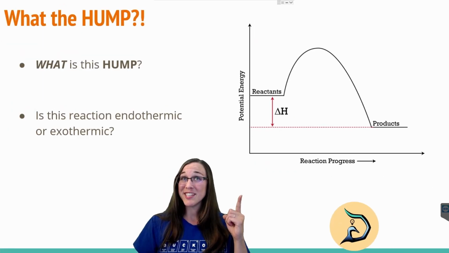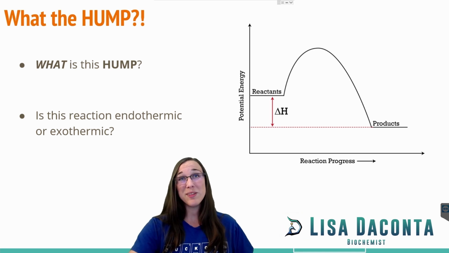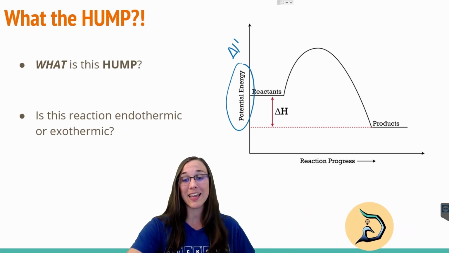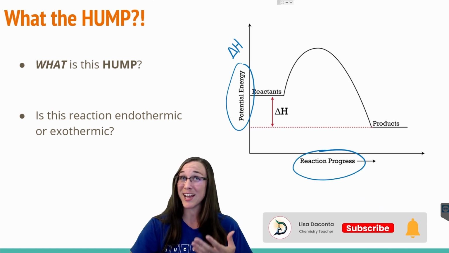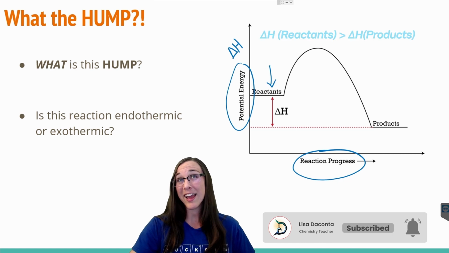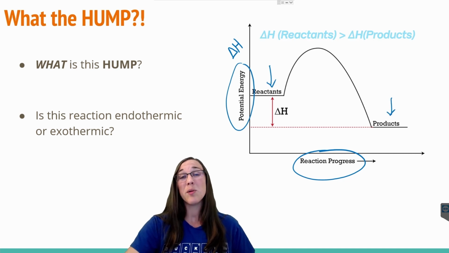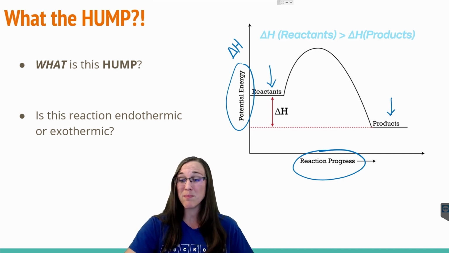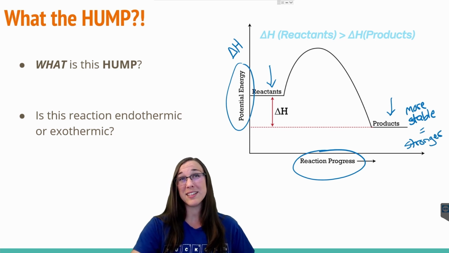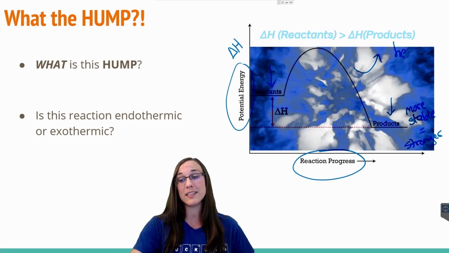When you're given a reaction diagram just like this one, you're always going to have that potential energy on the y-axis, also known as the delta H over here, and you're going to have the reaction progress on the x-axis. Whenever we end up with reactants that are higher in energy than the products are, we know that the products have formed a more stable bond. And if they're more stable, we also know that those bonds are stronger. And because they're stronger on the product side, we know that somewhere heat must have been released in this reaction.